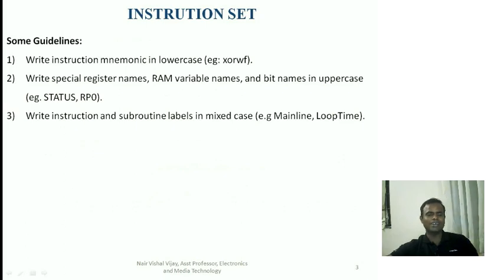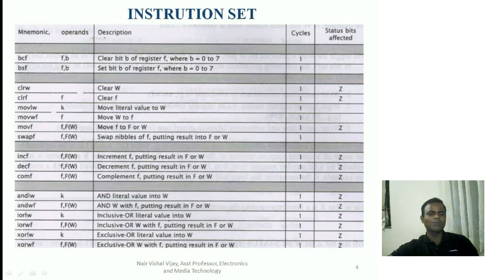In the instruction set, as we said, there are only 35 instructions in your PIC microcontroller. Some of the instructions I have noted here, and they are very easy to understand. I'll tell you how to understand them. For example, this is a mnemonic for an instruction called BCF, and the operands are f and b. As we know, f denotes any special purpose register, and b denotes a bit that ranges from 0 to 7. The BCF instruction says clear bit b of register f, where b is 0 to 7. This instruction is nothing but bit clear, clear a specific bit, and BSF, you can already guess, is bit set. So this is for bit clear, and this is for bit set. Bit clear, of a specific bit of a special purpose register or a RAM variable, and similarly bit set of a special purpose register or a RAM variable.